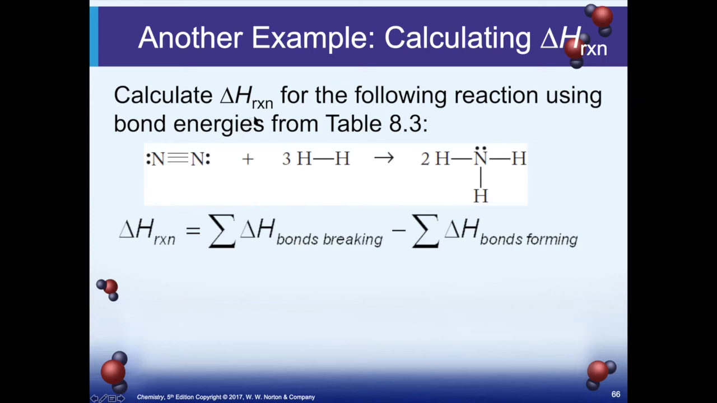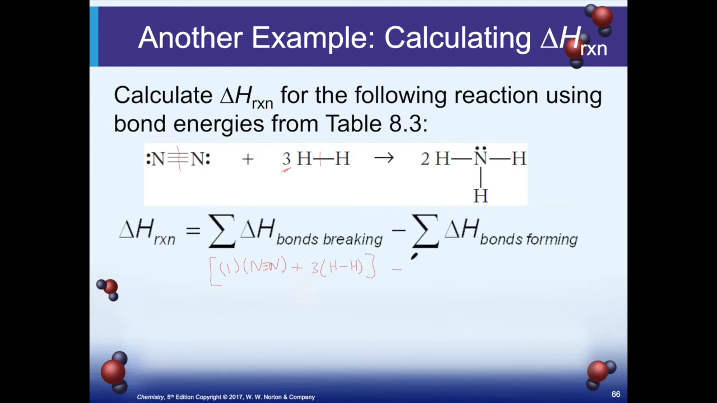So now we're asked to calculate the delta H of the reaction for the following using those table values from table 8.3. I'm just going to get it set up and then we'll let PowerPoint kind of take over. Okay, but if you take a look at what's going on here, what bonds are we breaking? Well, this is a triple bond between the 2 nitrogens, so I'm going to break that. And I'm going to break 3 hydrogen-hydrogen single bonds. So this is going to be the sum of 1 times the nitrogen-nitrogen triple bond, and then we're going to add to that 3 times the bond energy for the hydrogen-hydrogen single bond.